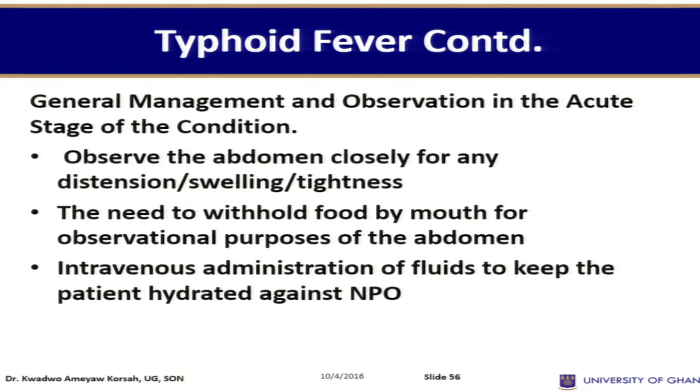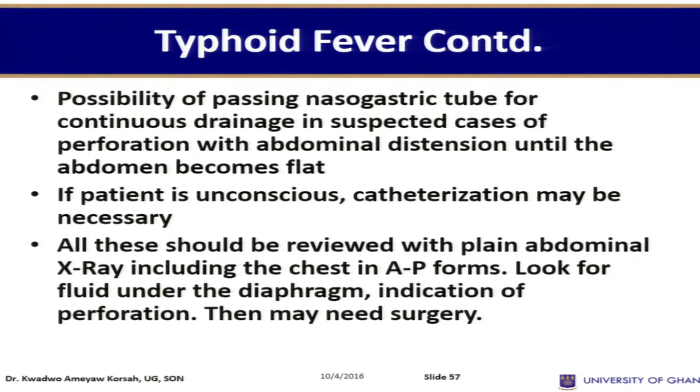And then as you tell the patient to stop feeding, not to eat, because of the possibility of future surgery, and you want to put the patient on NPO, which is nil per os, nothing by mouth, you need to make sure that you give intravenous fluids. So the possibility of passing an NG tube for continuous drainage may also be possible. And then there's also the need to check the abdomen by means of X-ray, and then we can also pass a catheter to monitor the fluid, the urine output.